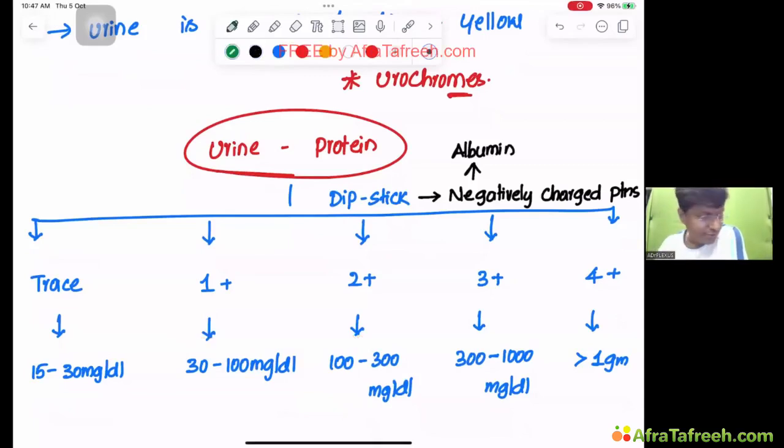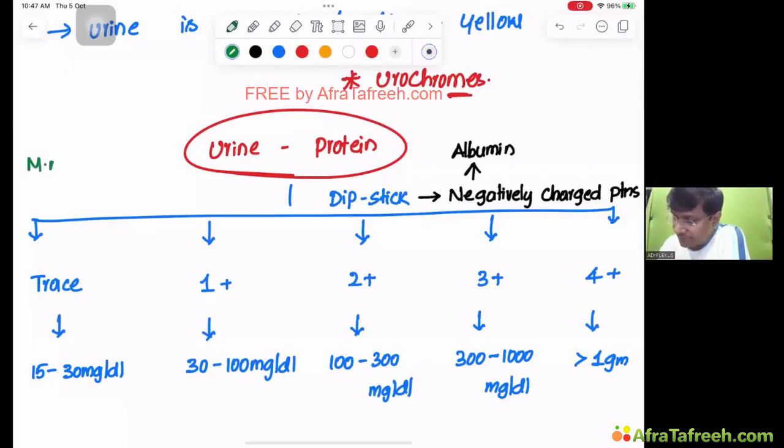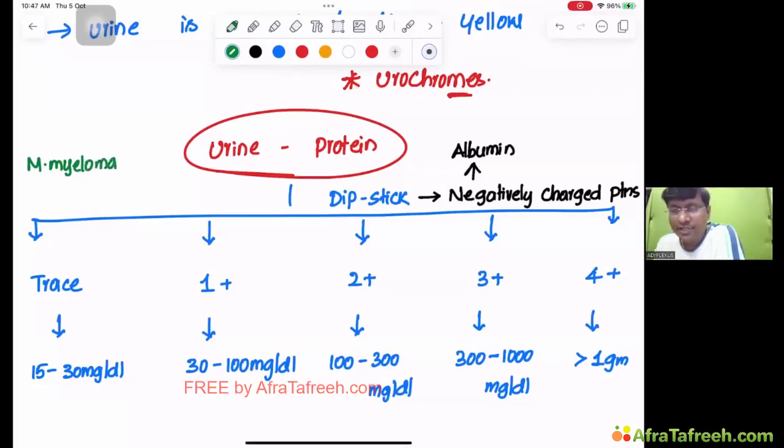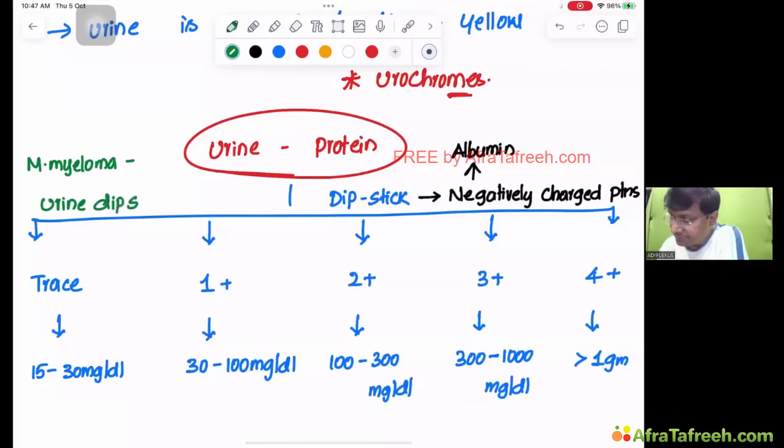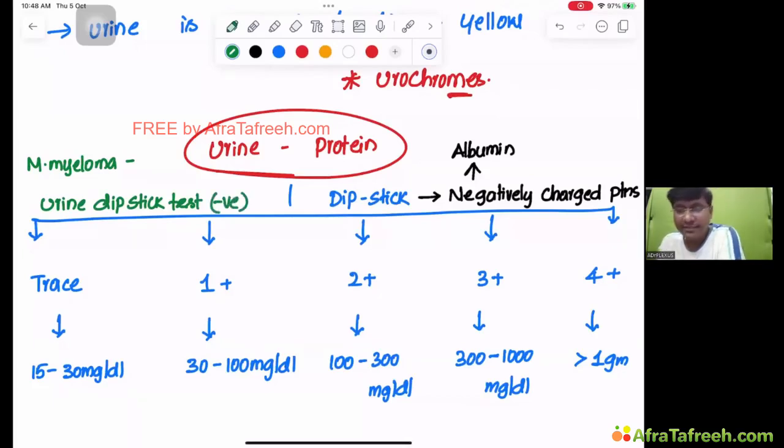Now, the other point that you should remember is that in multiple myeloma you have proteinuria. Even though there is a large quantity of protein in the urine, nearly around 8 to 10 grams per 24 hours, in multiple myeloma the urine dipstick test will be negative. Can anyone tell me why?